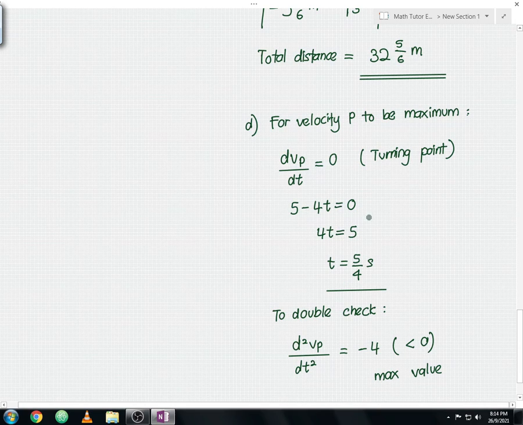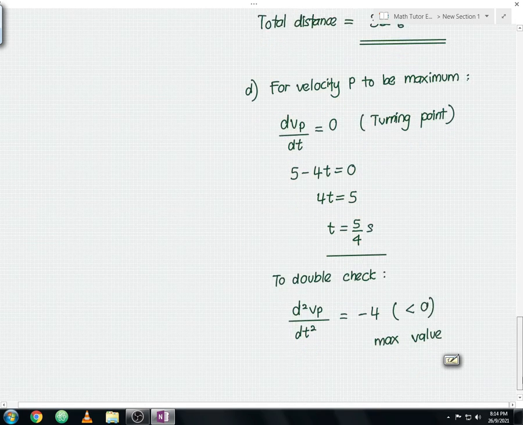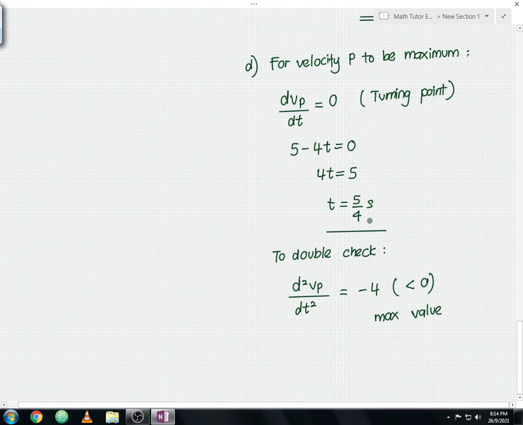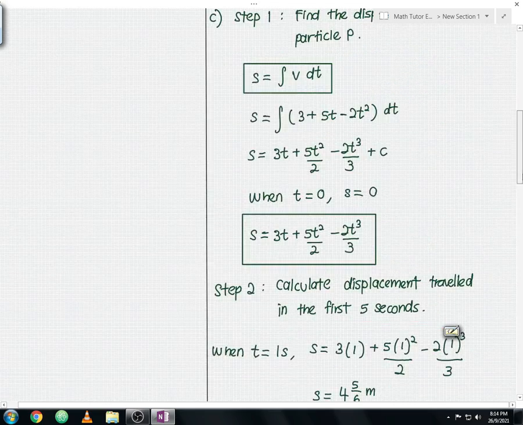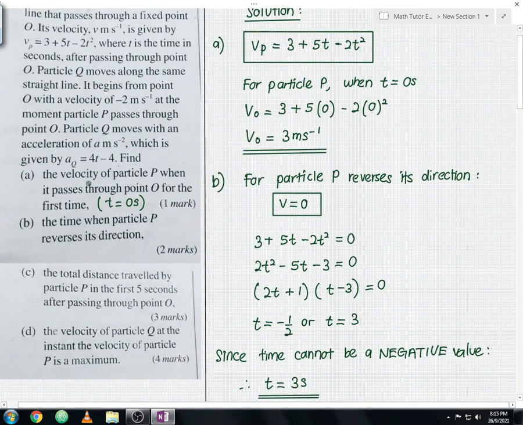Okay, so for the next step, we're going to use this t value and substitute into the velocity of particle Q. But then we have a problem. In the question, they didn't mention the velocity of particle Q. However, if you take a look at the question, they mentioned that the acceleration of the particle Q is equals to 4t minus 4. So from this equation, how are we going to find the velocity equation? It's very simple, guys. We need to integrate the acceleration. When we integrate the acceleration, we can get the velocity. So that will be our second step.